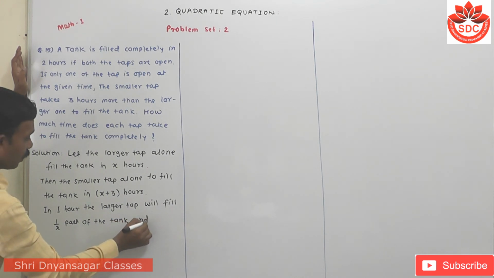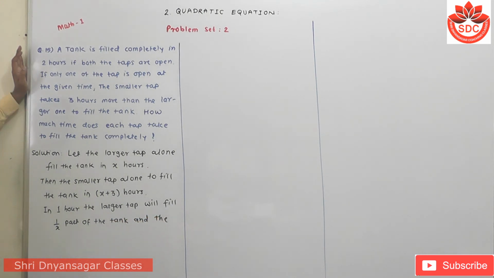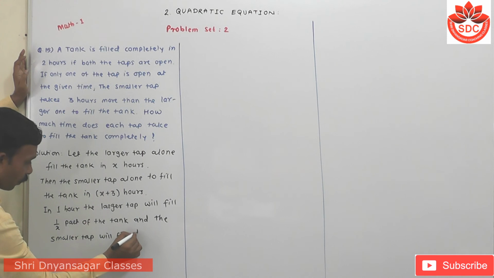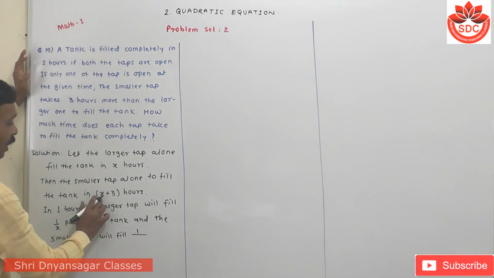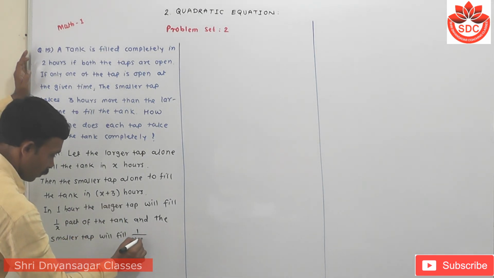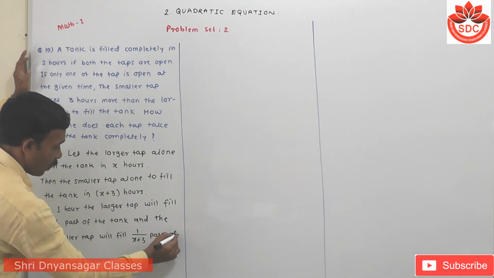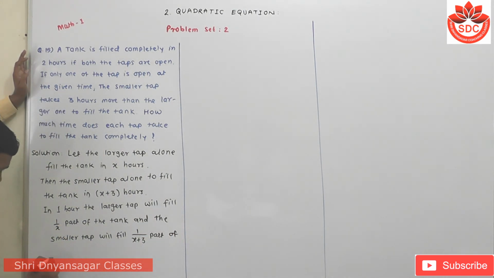And the smaller tap will fill 1 upon X plus 3 part of the tank.